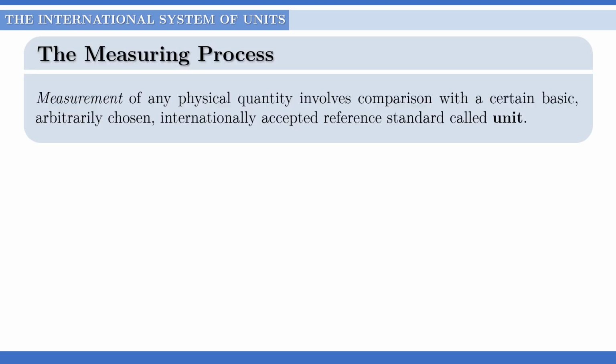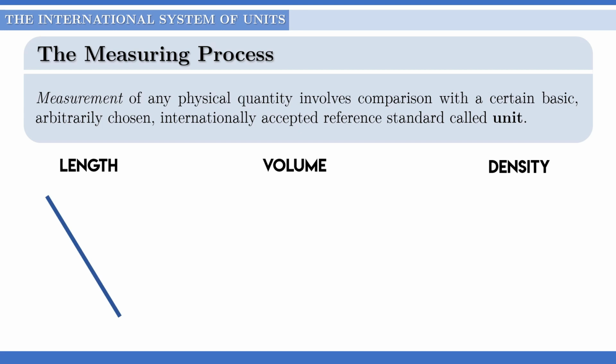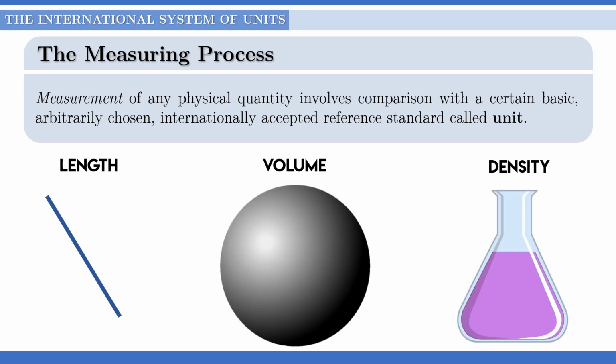Let's define what a measurement is and what it actually means to measure something. Well, in science, a measurement is considered the assignment of a numerical value to a physical quantity with a certain basic, arbitrarily chosen, internationally accepted reference standard unit. Measuring physical properties such as length, volume, and density is very common. For example, you might want to know the length of a line, the volume of a sphere, or the density of a liquid.